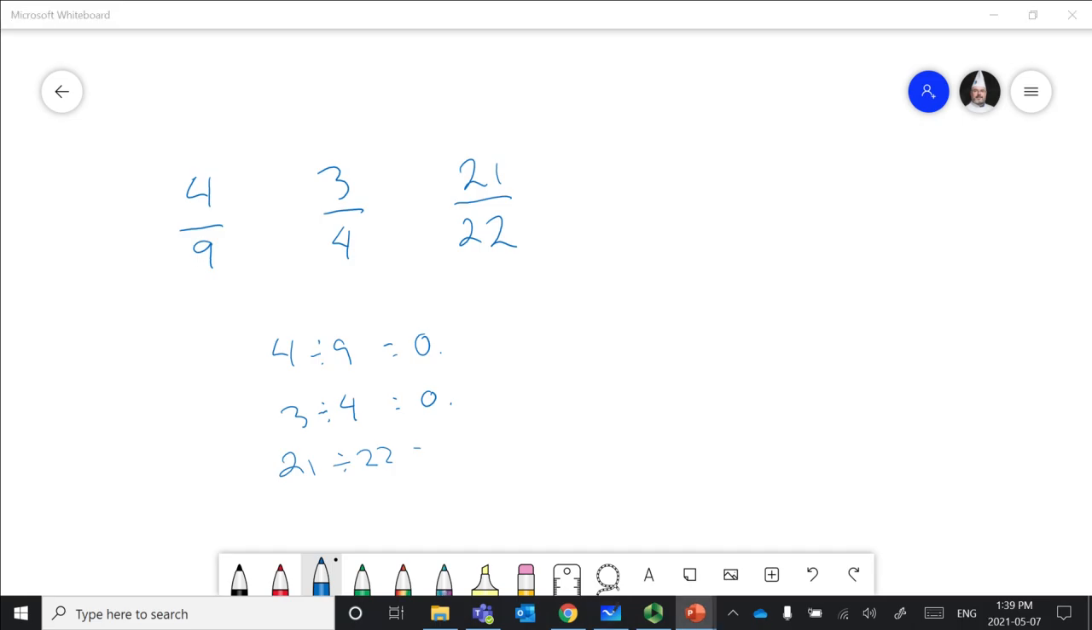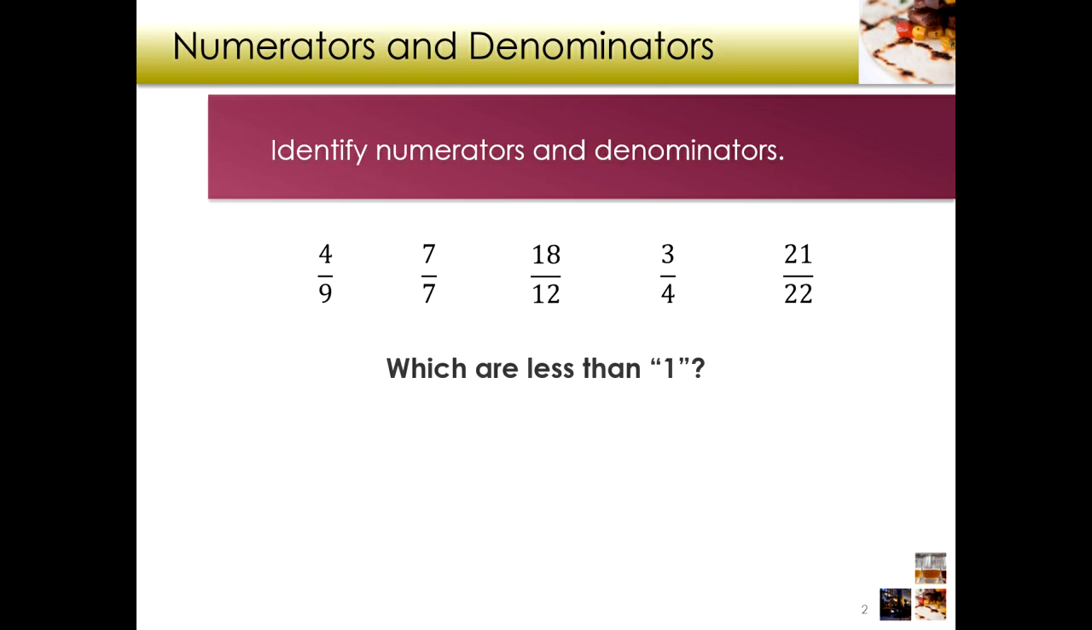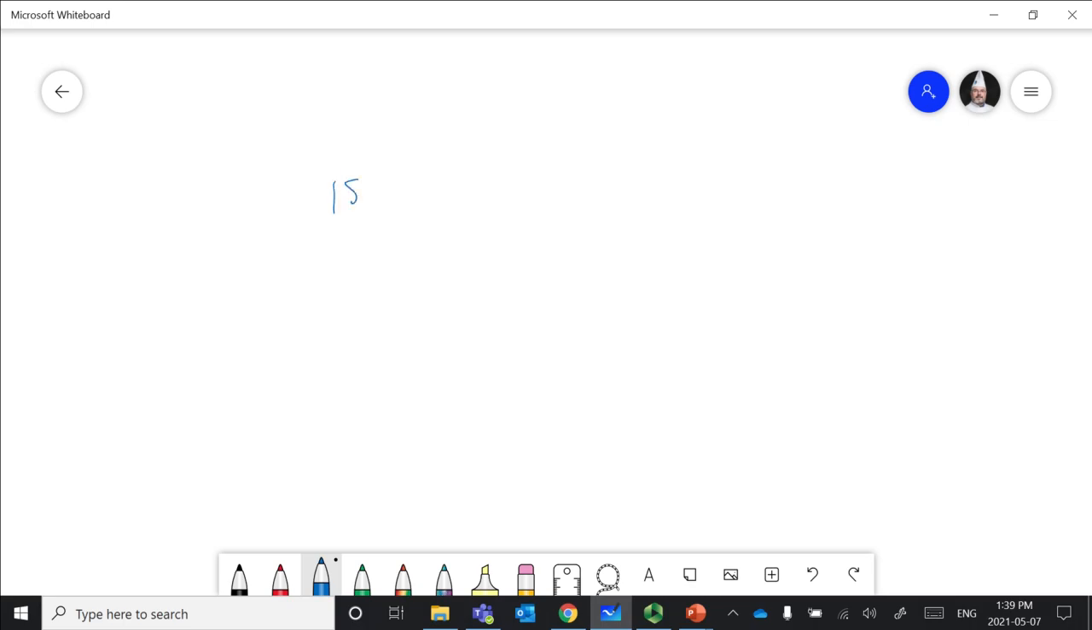So, now, which numbers are greater than 1? So, we have 4/9. We've already said that that's less than 1. 7/7, is that greater than 1? No. But 18 out of 12, that's going to be more than 1, right? Because if we take 18 and divide by 12, we're going to get 1 point something, right?